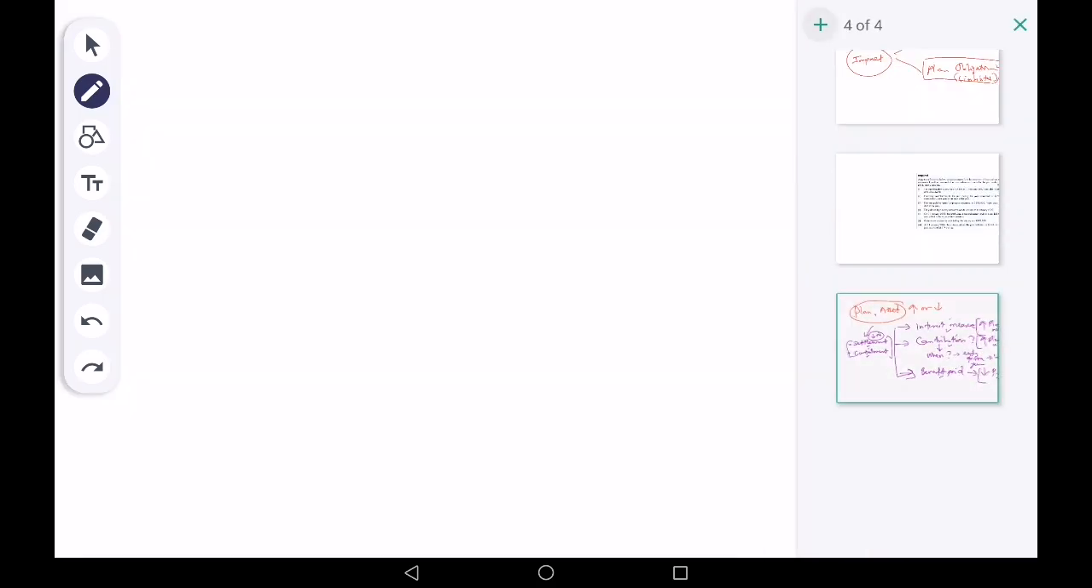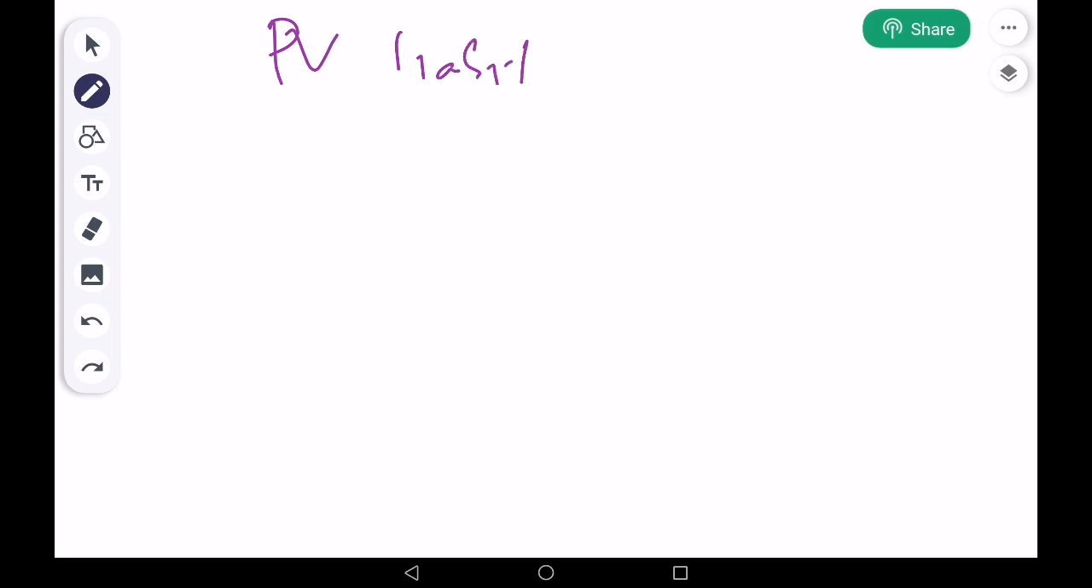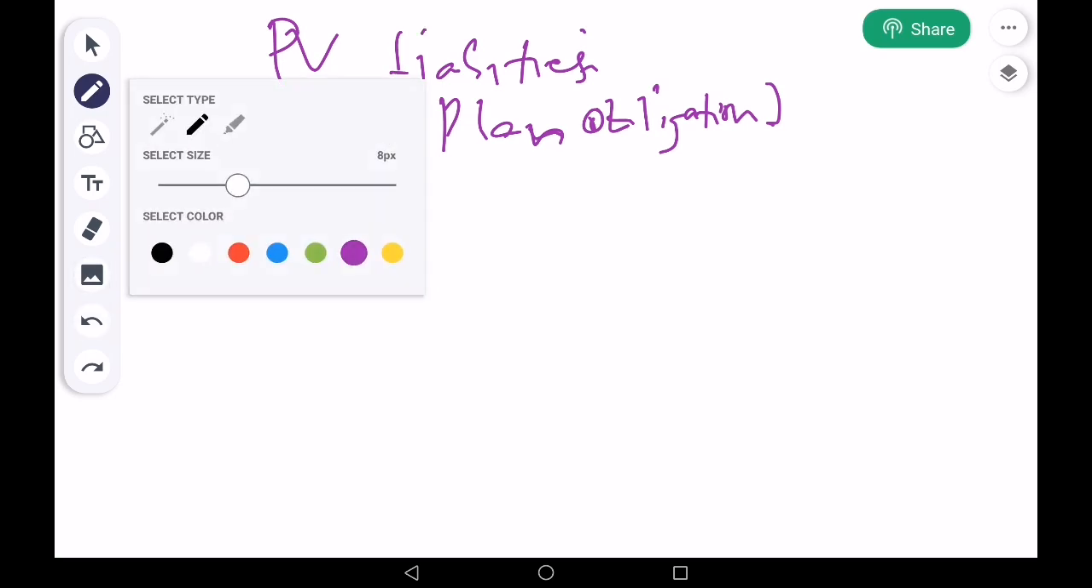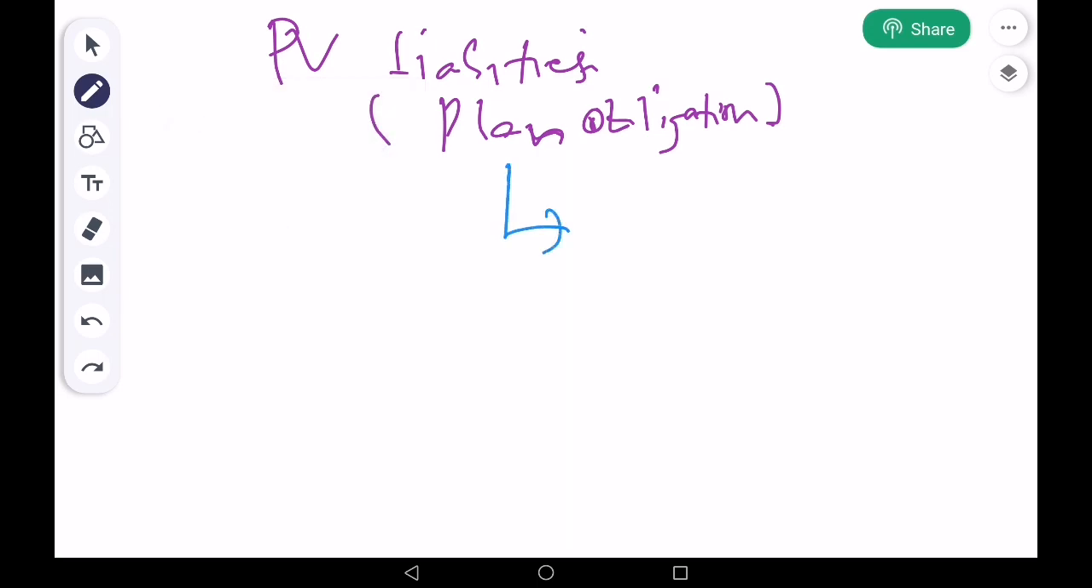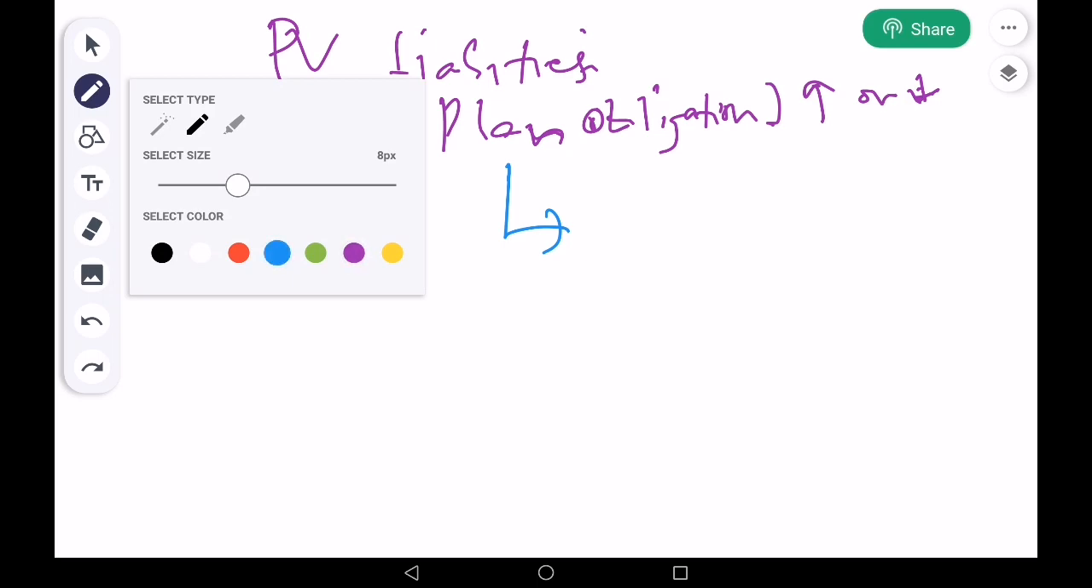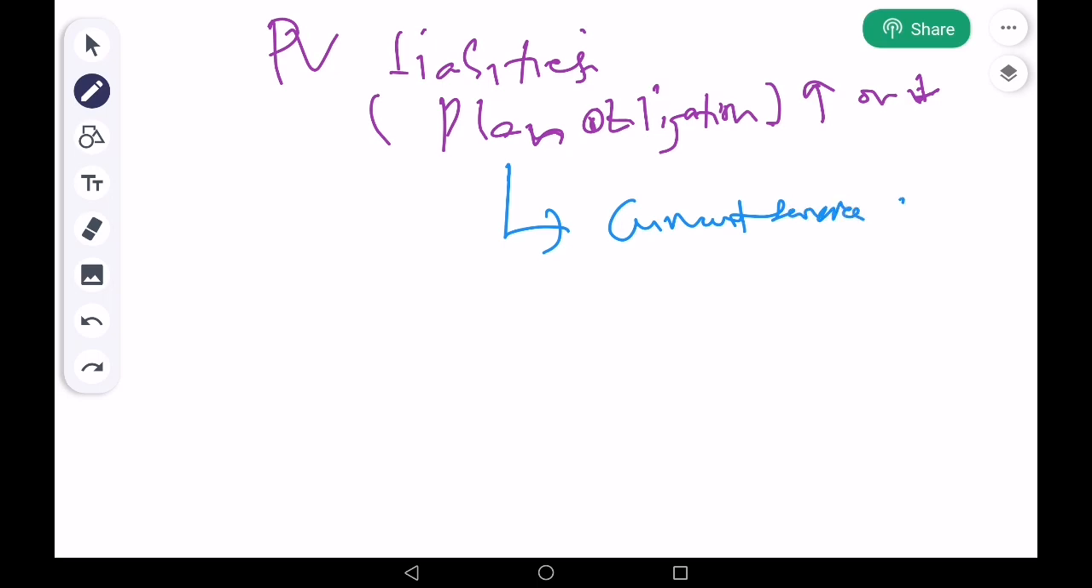Class, how about present value liabilities, or you can say plan obligation? Under this plan obligation, what will make it increase or decrease? These are the following factors that can affect your plan obligation. Current service cost: any present benefit earned in the current period of time, or any cost for service that has been rendered, can increase your obligation. This can increase your present value obligations for the particular year. Class, remember, this also needs to be expensed off.